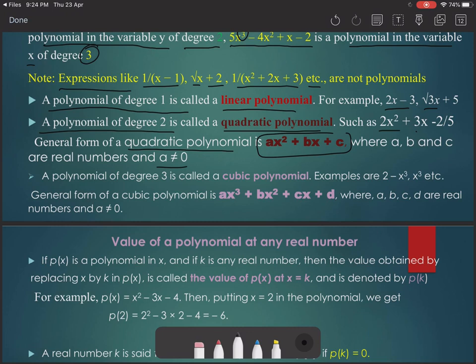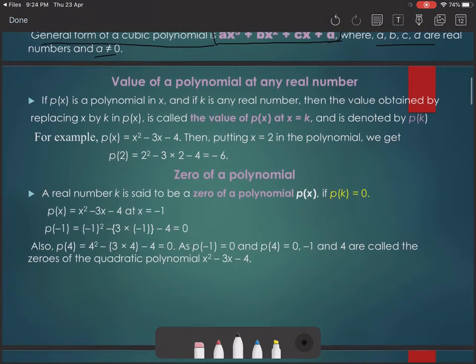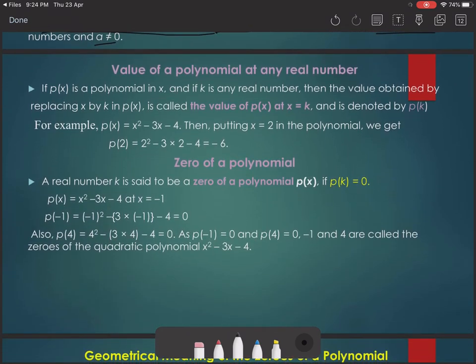A polynomial of degree 3 is called a cubic polynomial. Some examples are 2 minus x cube, and the general form of a cubic polynomial is ax cube plus bx square plus cx plus d, where a, b, c, d are real numbers and the coefficient of x cube is not equal to 0. Okay.